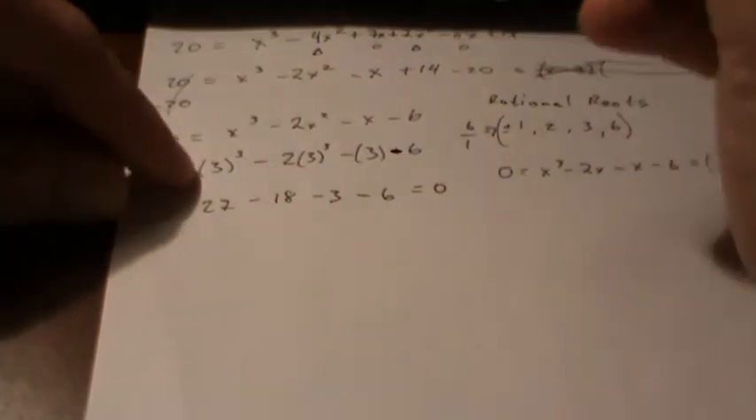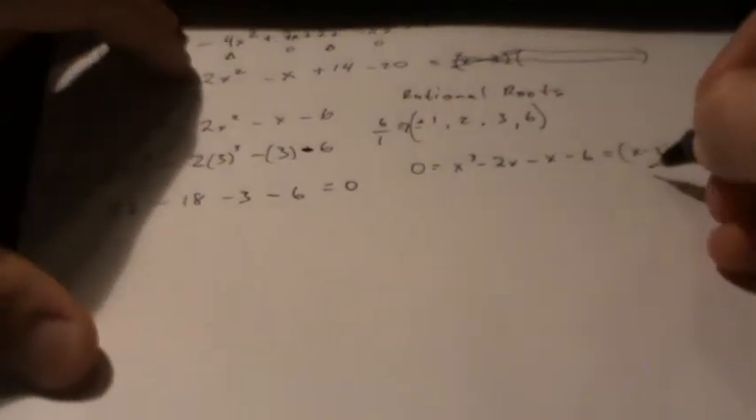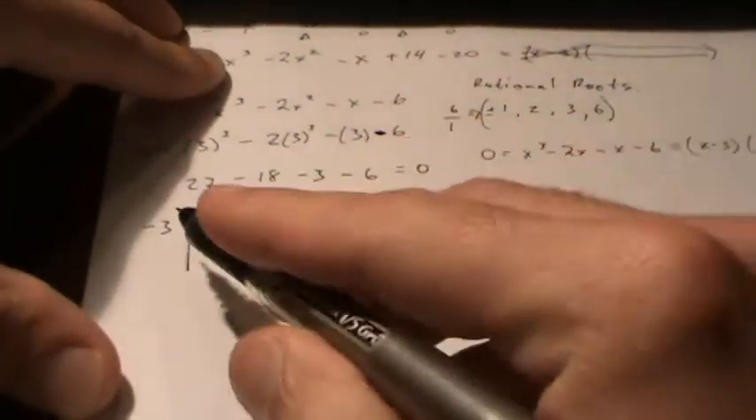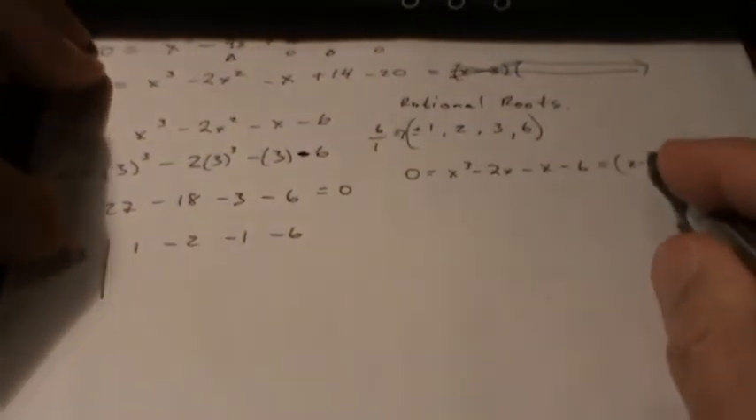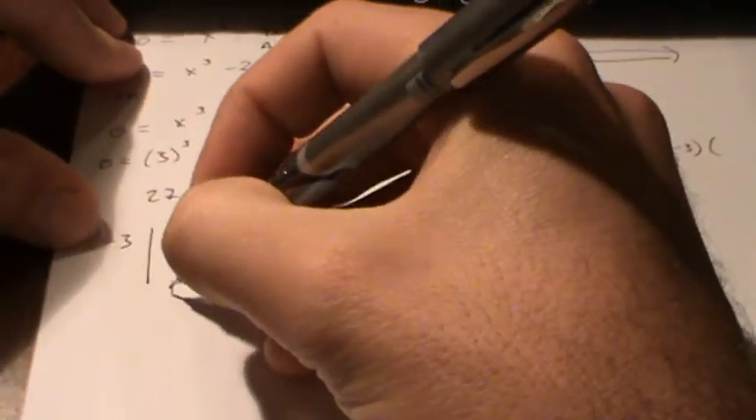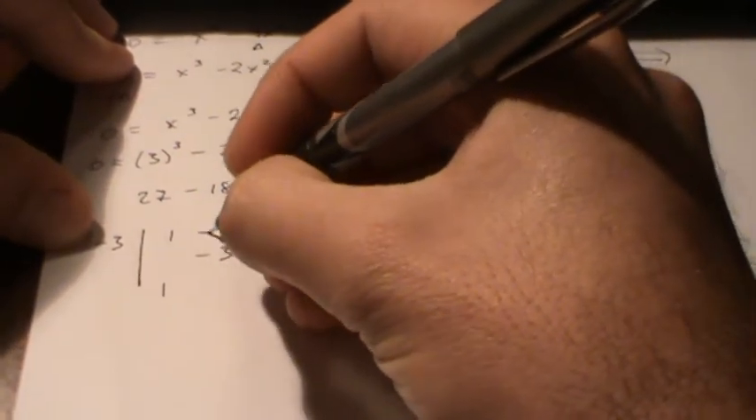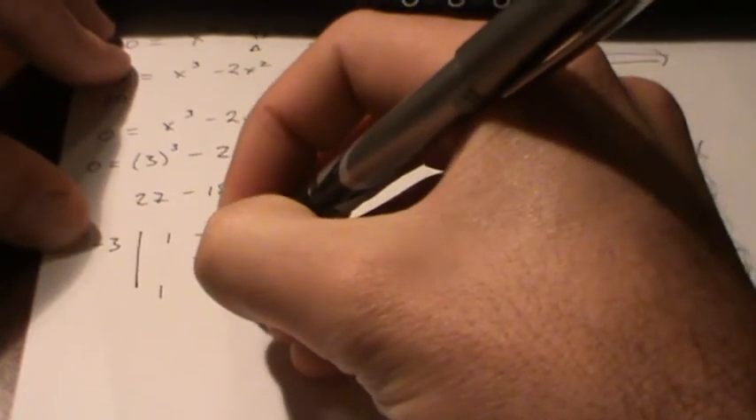Remember, synthetic division is done, if my factor is x minus 3, I write down a 3, and then I write down the coefficients 1, negative 2, negative 1, and negative 6. Then I bring down a 1. Negative 3 times 1 is a negative 3. And then I subtract. Negative 2 minus a negative 3 is 1.